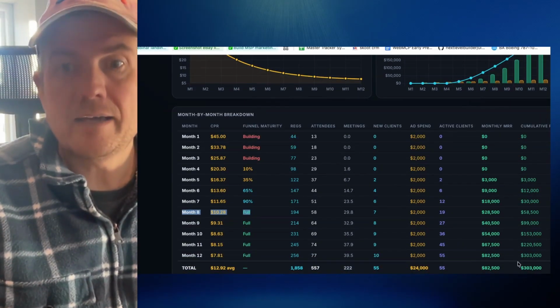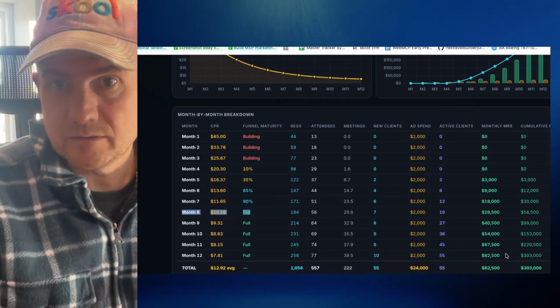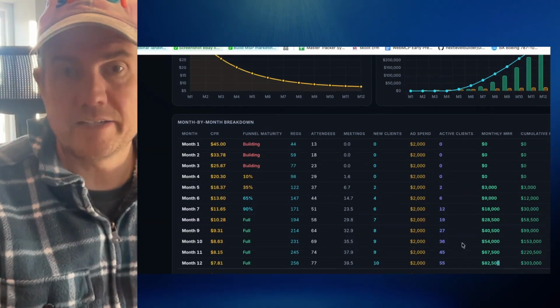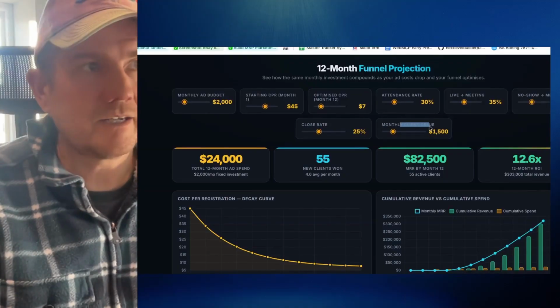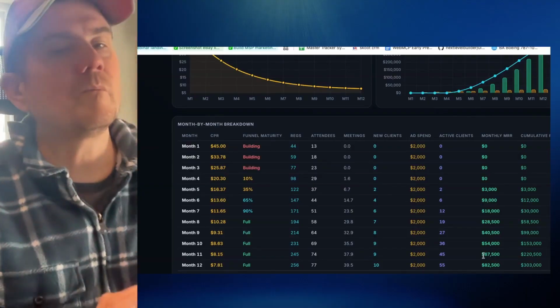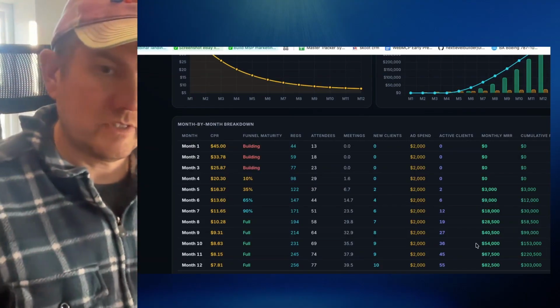By the 12-month period, okay, monthly recurring revenue. This is what we got. And this is based on our monthly client value that you can see here, $1,500 a month. This funnel more than pays for itself.